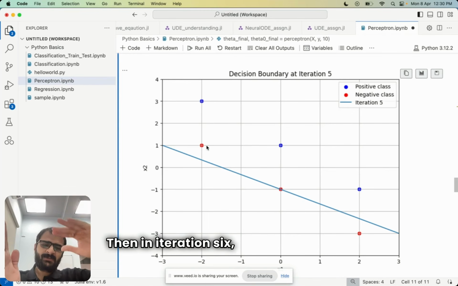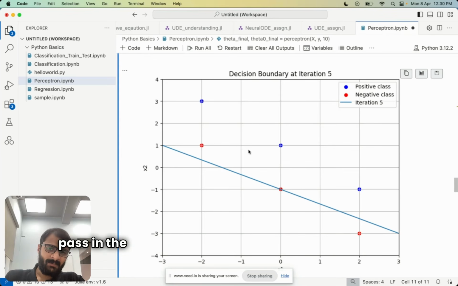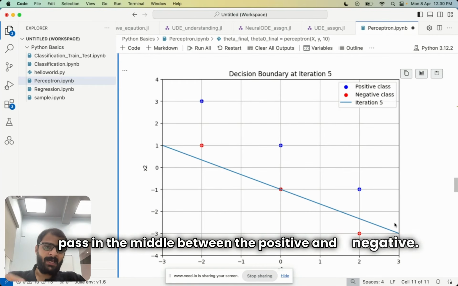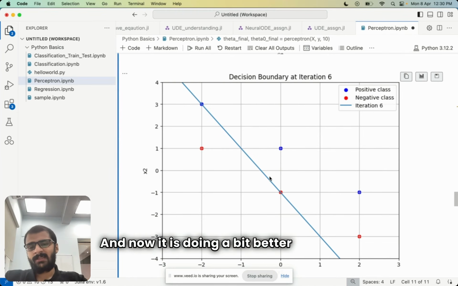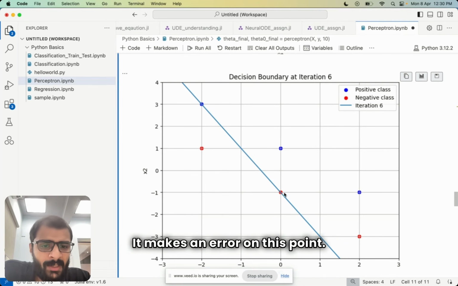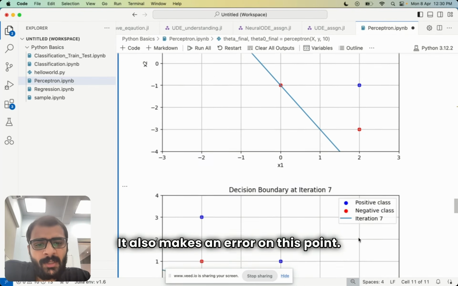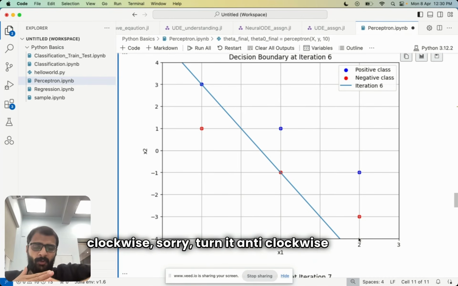Then in iteration 6, we have to turn it clockwise again because we want it to pass in the middle between the positive and negative. So we turn it clockwise and now it's doing a bit better. Still there are issues because it makes an error on this point, it makes an error on this point, it also makes an error on this point. So then we have to turn it anti-clockwise again.